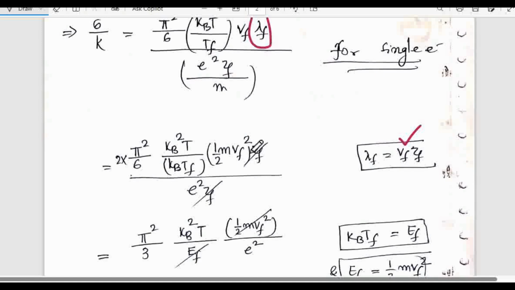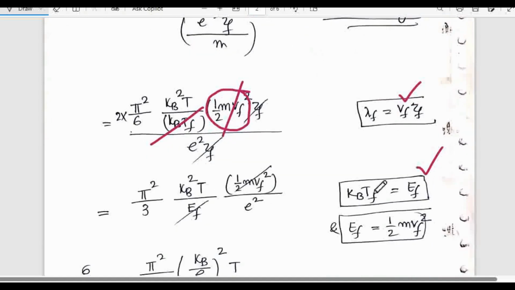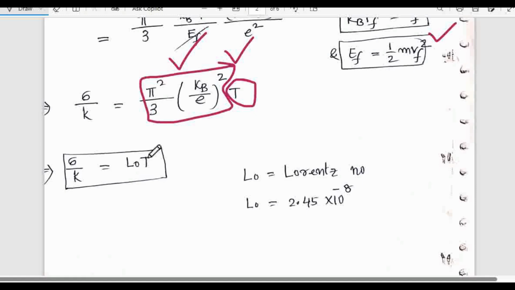So this will be the Fermi energy Ef. And kB T and Tf together also give the Fermi energy, so this term and this term cancel out, because half m Vf square is also the Fermi energy. So ultimately you get an expression multiplied by T. This expression is a constant, all are constants present here; the only variable is the temperature. So make it a constant, let's suppose this is L naught.